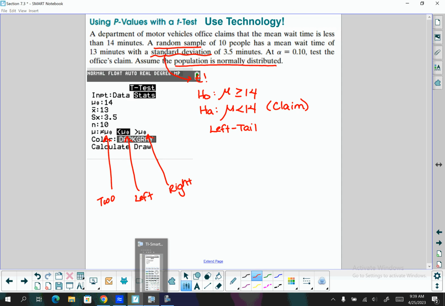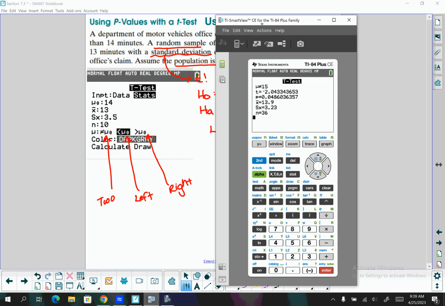All right. So now how we get to this, just a reminder if you don't remember, we hit stat. We go over to tests. And then you have to pick between Z and T. We know we're using T. So number 2, and then you're just going to put all this information in there. So 14, 13, 3.5, 10, and my less than option, doesn't matter what color you have there, calculate.